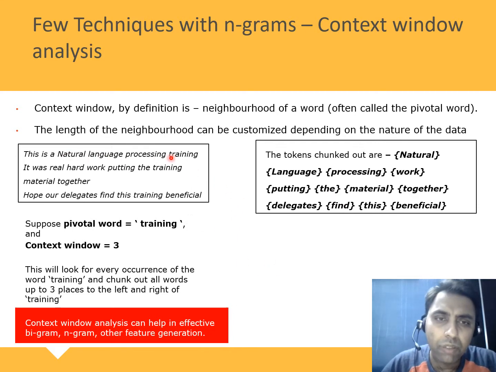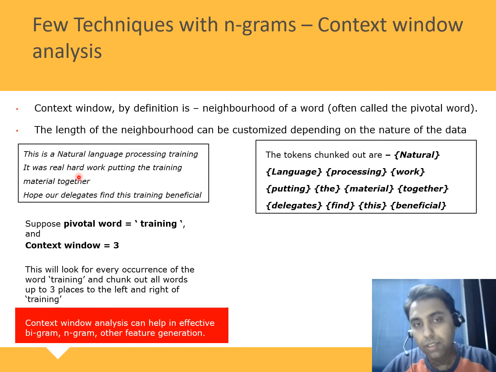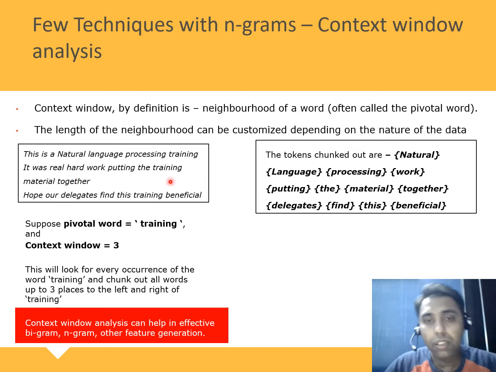So let us look at the first sentence. The word training appears right at the end, and so I go 3 words to the left of that, which gives me the words natural language processing. And this is the last word of the sentence, so there is nothing to the right of it, so nothing to chunk from the right. So I go to the next sentence. Here for training, if I go 3 words to the right, I'm getting the words.